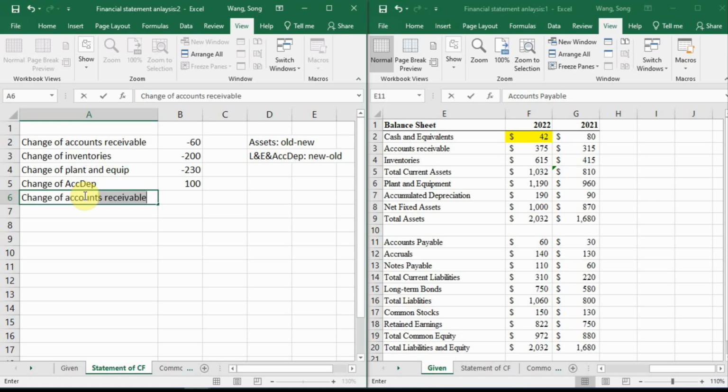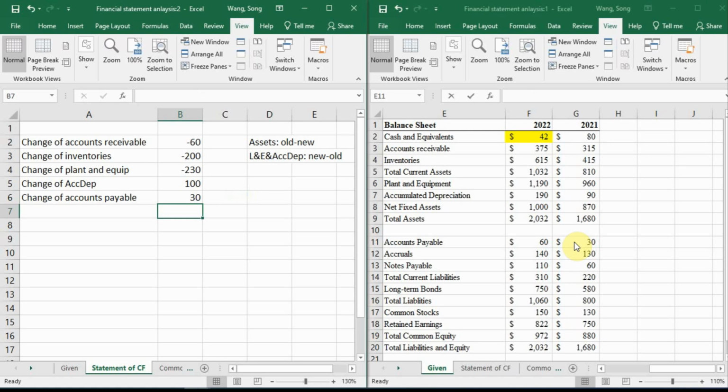Then I move down to the capital side of the balance sheet, and I see accounts payable here. And since it's a liability, I'm going to use new minus old. 60 minus 30. I have more payable. I have more unpaid bills. So that basically means I'm not paying them in cash. That helped me save my cash.